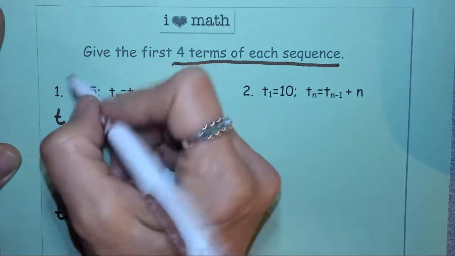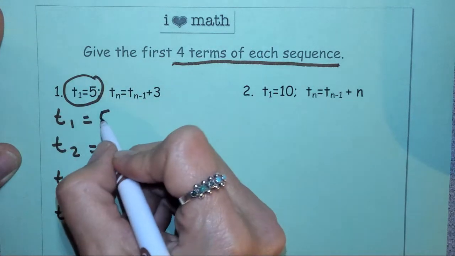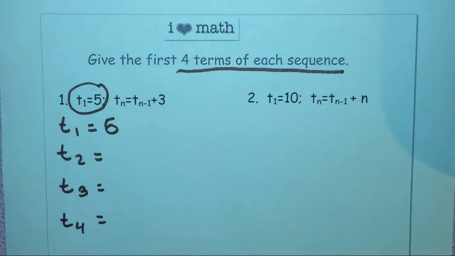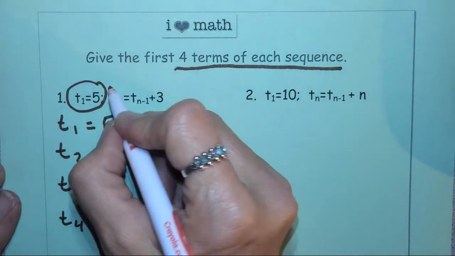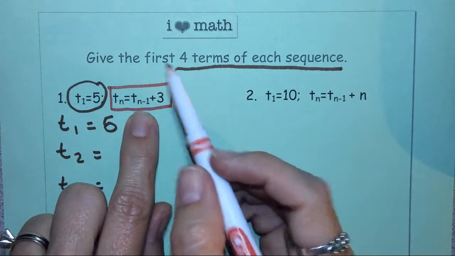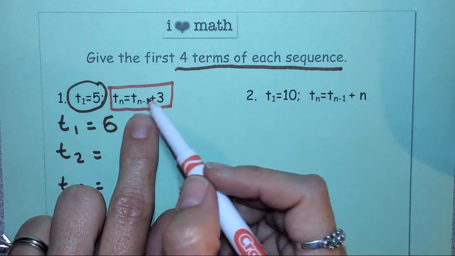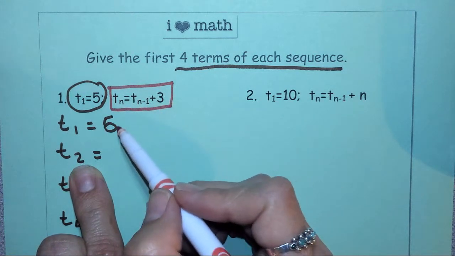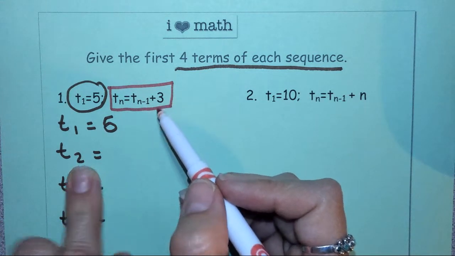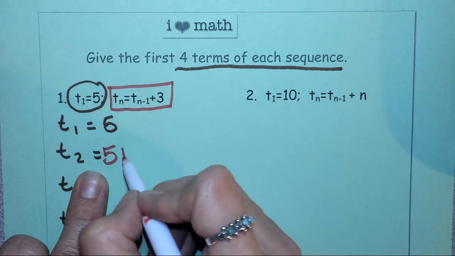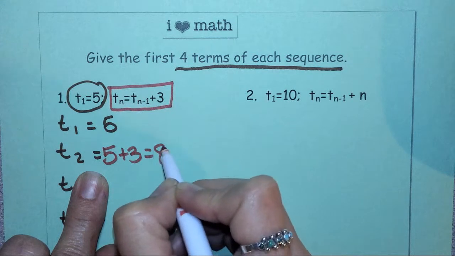Well, the first term is always easy because it gave it to me. It's 5. And then I'm going to come over here and look at the definition they gave me for every other term. So remember, this little n minus 1 means the answer before, the term before. So to get every term, I look at the answer before and I add 3. So what is the answer above this? 5 plus 3 is 8.